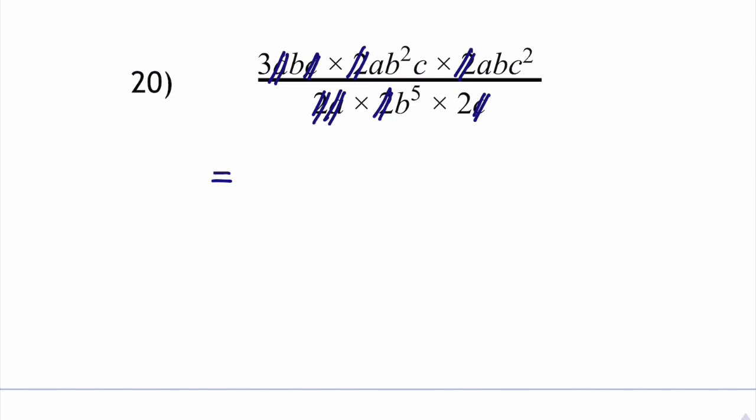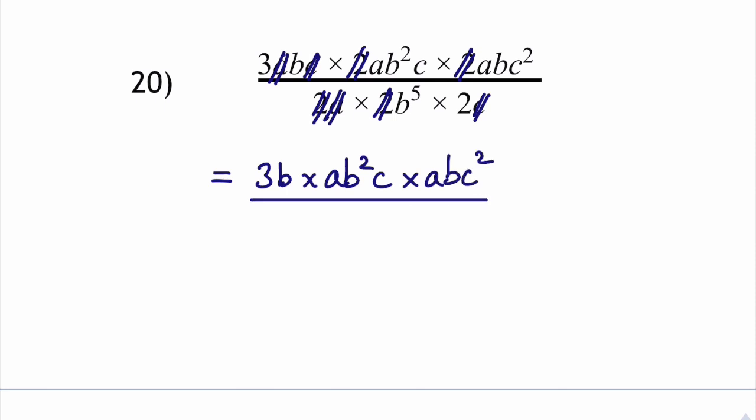Now before I go any further, I'm going to rewrite this. So I've got 3b multiplied by ab squared c multiplied by abc squared. And that's all over b to the power of 5, and I've got that 2 as well. Let's put the 2 there. Now I can cancel the b terms here. I've got b and a b squared, which is b cubed, and another b is b to the power of 4, which will obviously cancel with the denominator b to the power of 5.